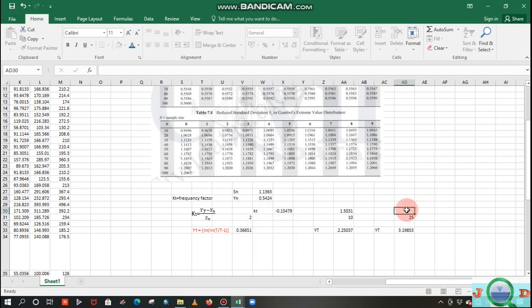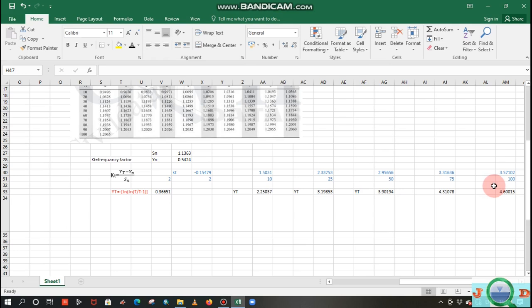Now find the KT, that is frequency factor. We know the value of the YT, so YT minus YN, which is common for all, divided by SN. So we found the value of the KT frequency factor for the return period 25. Similarly, repeat the process for 50 years, 75 years and up to 100 years. The Gumbel frequency factor KT is computed for all the return periods, up to 100 year return period. So these are its values for different recurrence intervals.